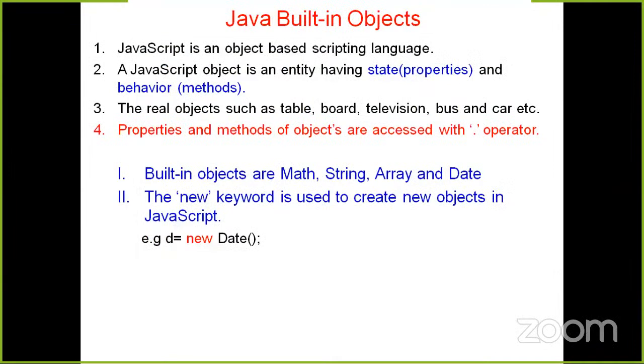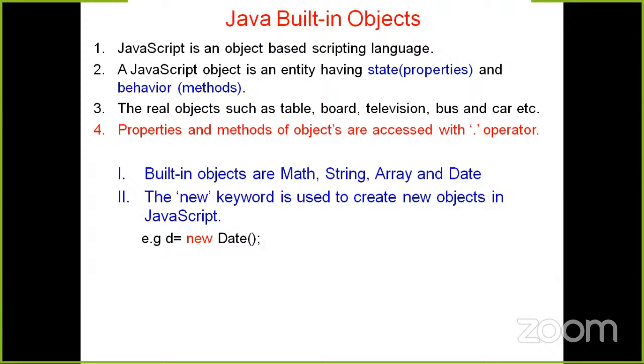Now there are some built-in objects existing in JavaScript. Basically, JavaScript is an object-based scripting language, because all the concepts and syntax are taken from Java. So what is an object? An object is an entity having state, called a property, and behavior, which we call a method.